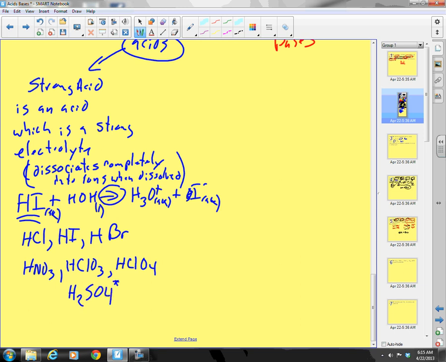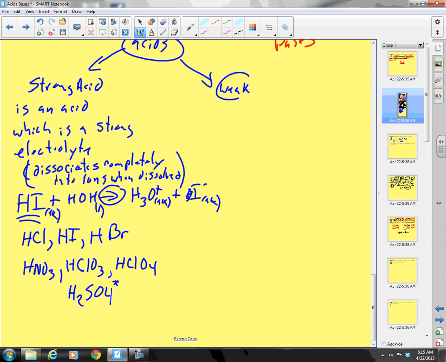The first hydrogen is a strong acid, okay? So hydrochloric acid, hydroiodic acid, hydrobromic acid. This is called what? Nitric acid, chloric acid, perchloric acid, and sulfuric acid. Those are my strong acids. Good. What are my weak acids?